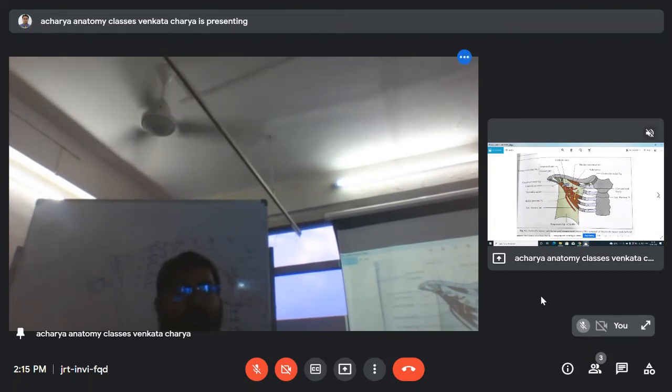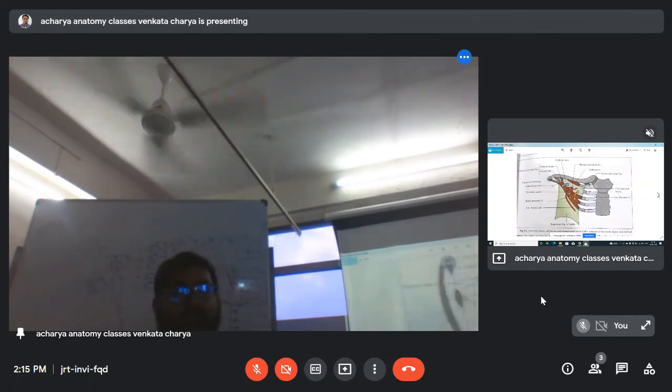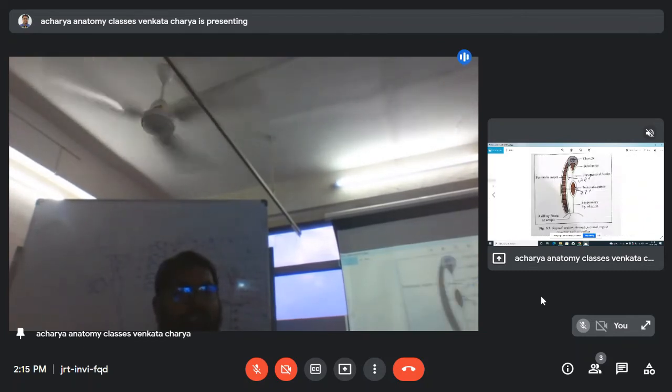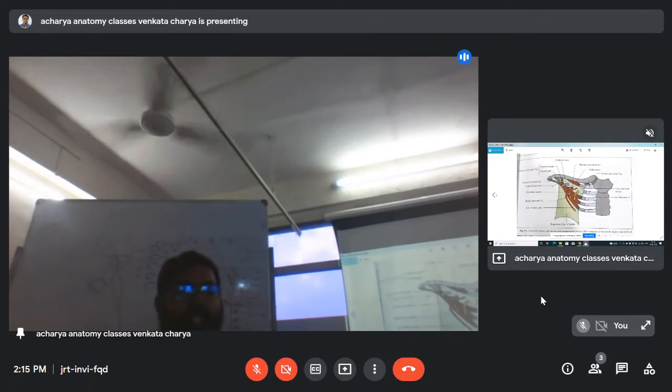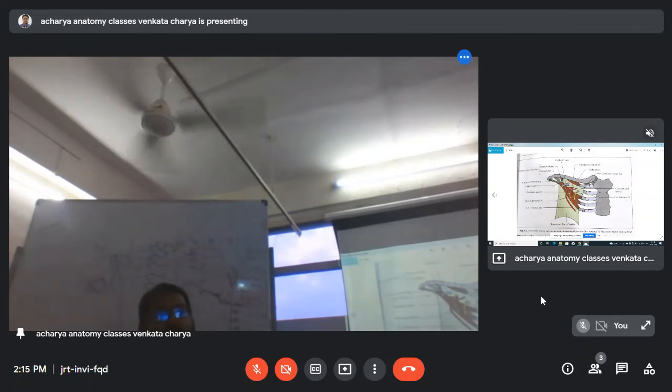Okay, it runs downwards. It runs downwards and pierces the pectoralis minor muscle. Pierces the pectoralis minor muscle.